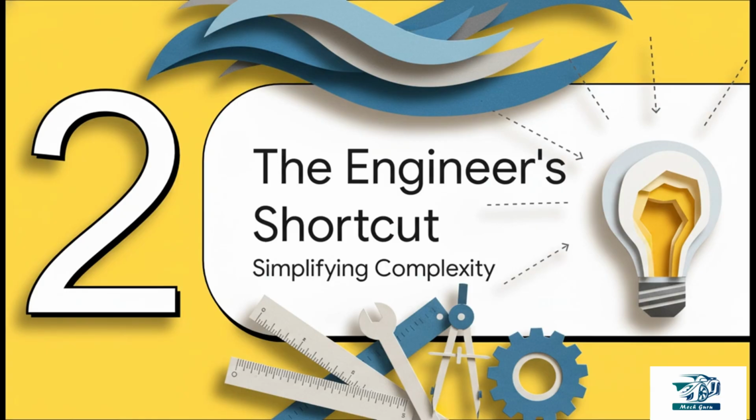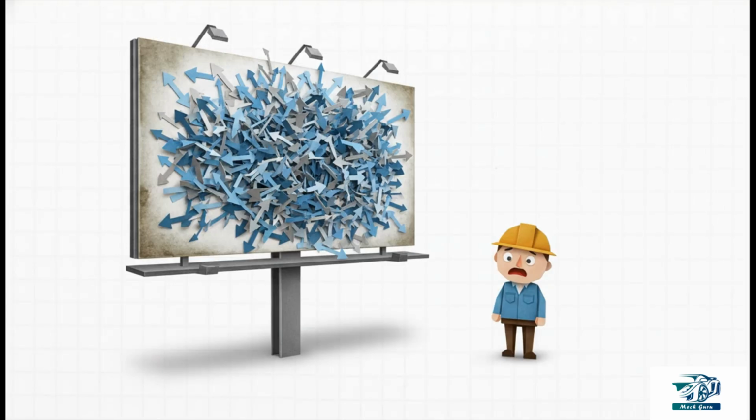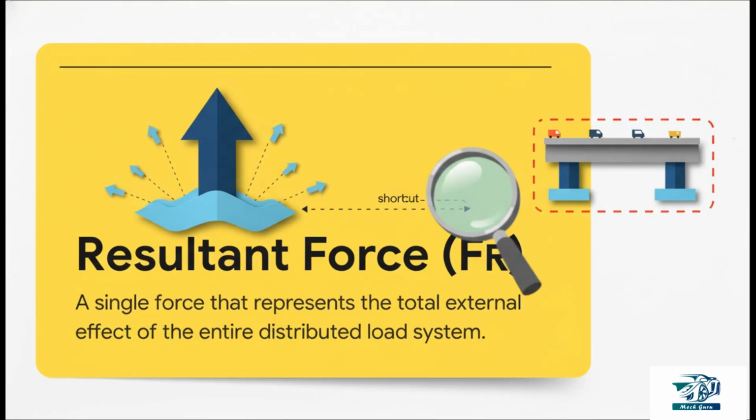Well, this is where the real genius, the real shortcut, comes into play. I mean, just try to imagine calculating the force of the wind on every single square inch or square millimeter of a giant building. You can't. It's an impossible task. You'd be doing an infinite number of calculations forever. And to solve this impossible problem, engineers came up with a brilliant idea, the resultant force. It's a single, make-believe force that perfectly represents the total effect of that entire, messy, distributed load.